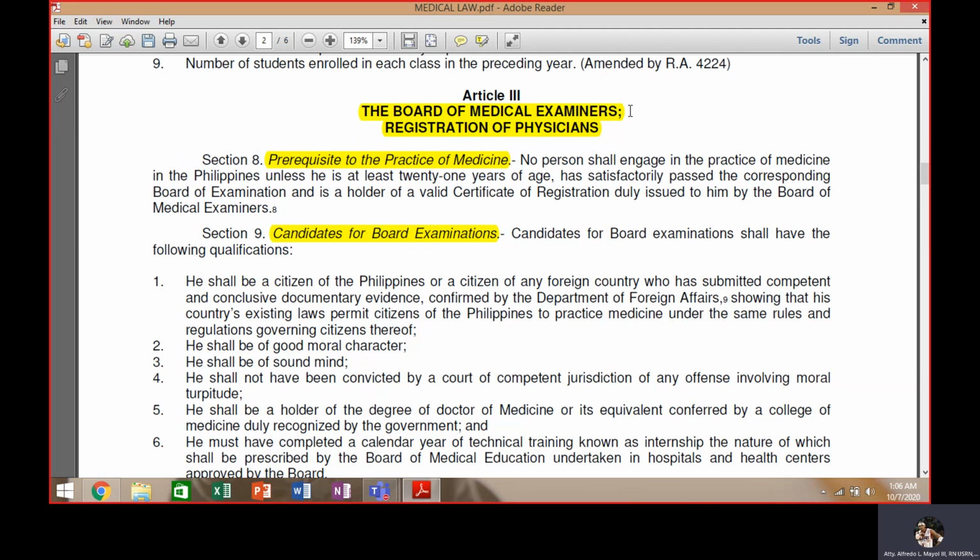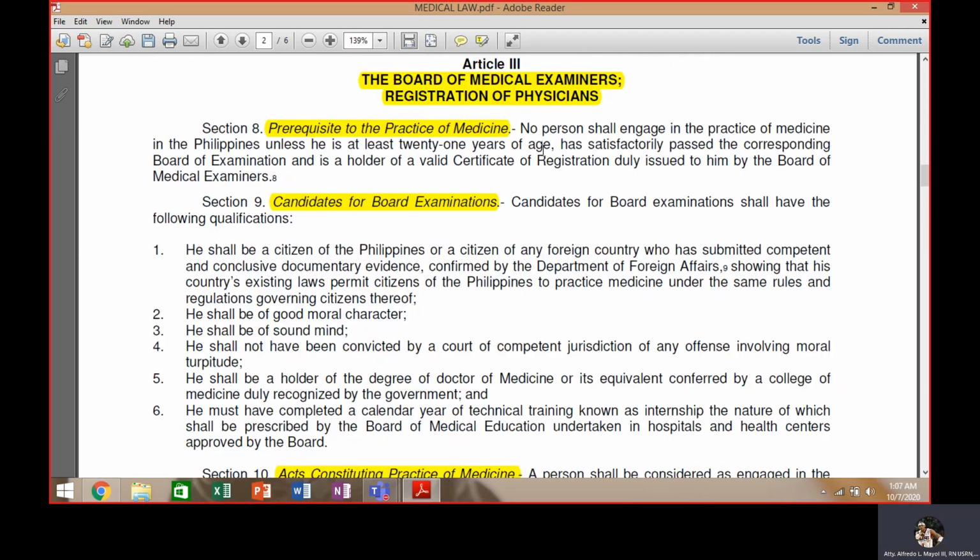The Board of Medical Examiners, okay? The power of the Board of Medical Examiners is now transferred to PRC, okay? The Philippine Regulatory Commission. So, Section 8, Prerequisite to the practice of medicine. No person shall engage in the practice of medicine in the Philippines unless he is at least 21 years of age, has satisfactorily passed the corresponding board examination, and is a holder of a valid certificate of registration. Okay? These are the requirements in order to practice medicine in the Philippines. Okay? So, the certificate of registration must be duly issued to him by the Board of Medical Examiners. Okay? So these three are the requirement in order to practice medicine.